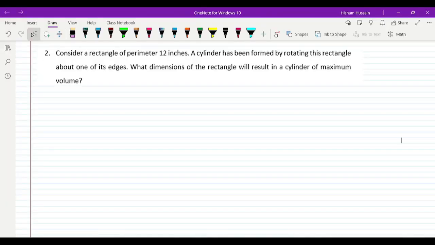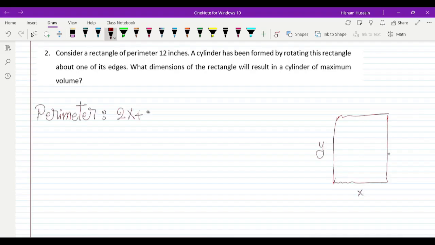In problem 2, consider a rectangle of perimeter 12 inches. A cylinder has been formed by rotating this rectangle about one of its edges. What are the dimensions of the rectangle that will result in a cylinder of maximum volume? So here we have a rectangle. Dimensions of the rectangle are x and y. So the perimeter 2x plus 2y equals 12, or in other form, x plus y equals 6. This is the constraint. This is the restriction.